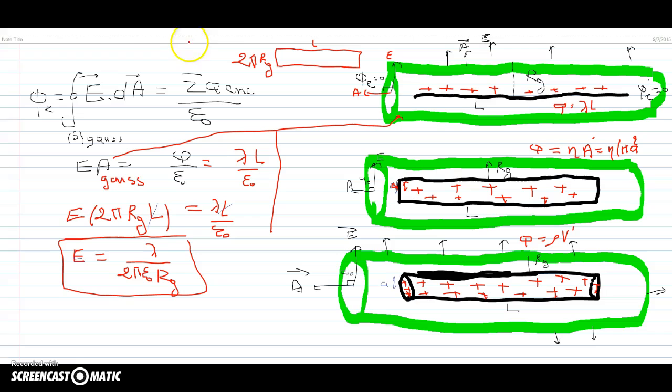No, 2 pi a. This is a mistake. It's not a squared. So 2 pi a. That means the circumference here, this circumference, times L. That's the lateral area. This area here, this area A prime is this one. Okay? Because the charge is here. There is no charge on the Gaussian surface. The Gaussian surface will have the same quantity, 2 pi Rg L.